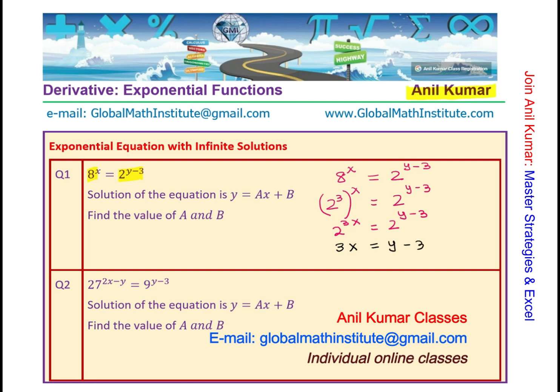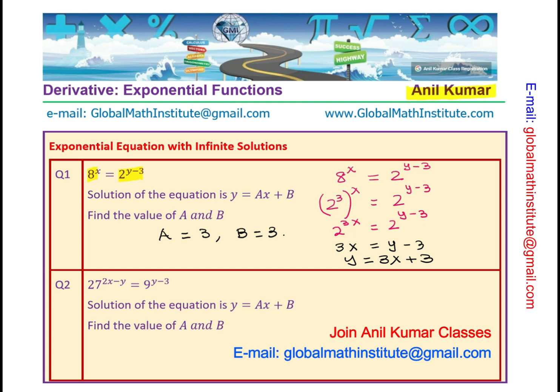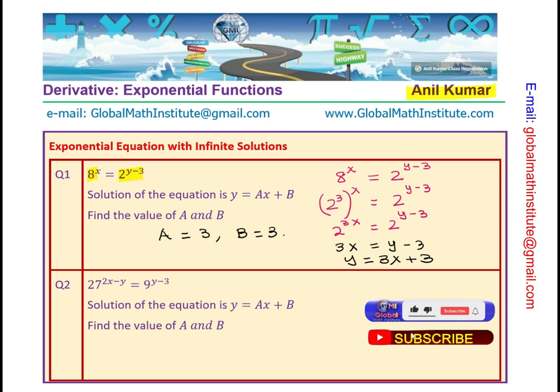Rearranging in the form y equals ax plus b, we get y equals 3x plus 3, right? So in this case, we get the value of a as 3 and b also equal to 3. Is that clear to you? So that is how we are going to solve such a question. You can follow the same strategy, find the solution for the next one.